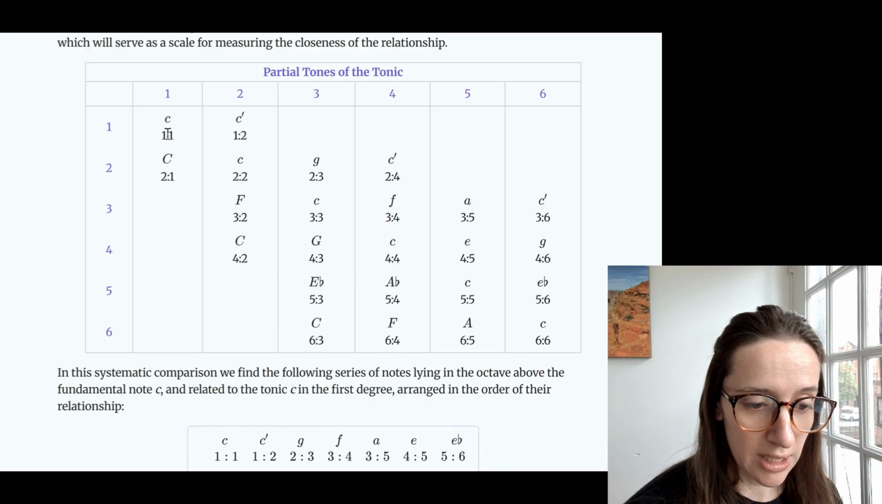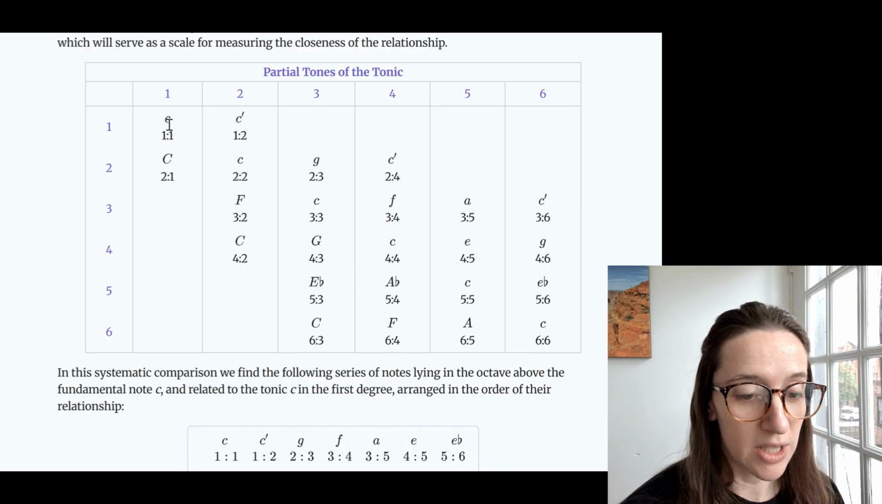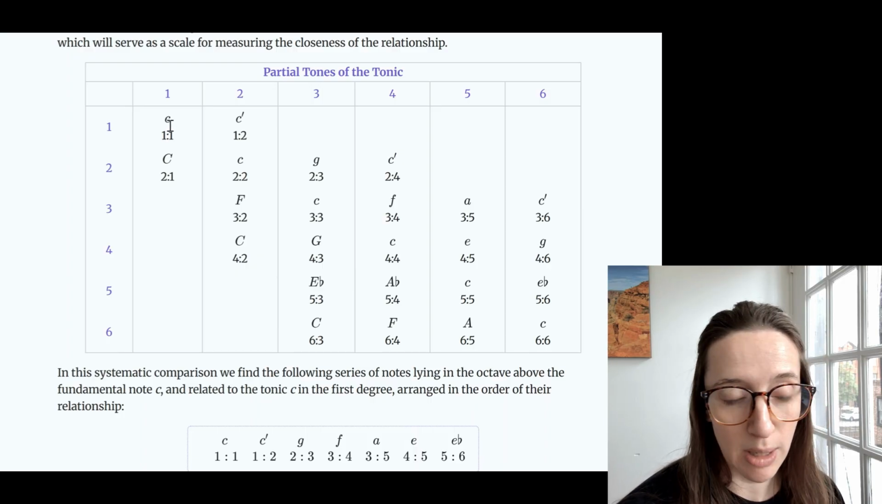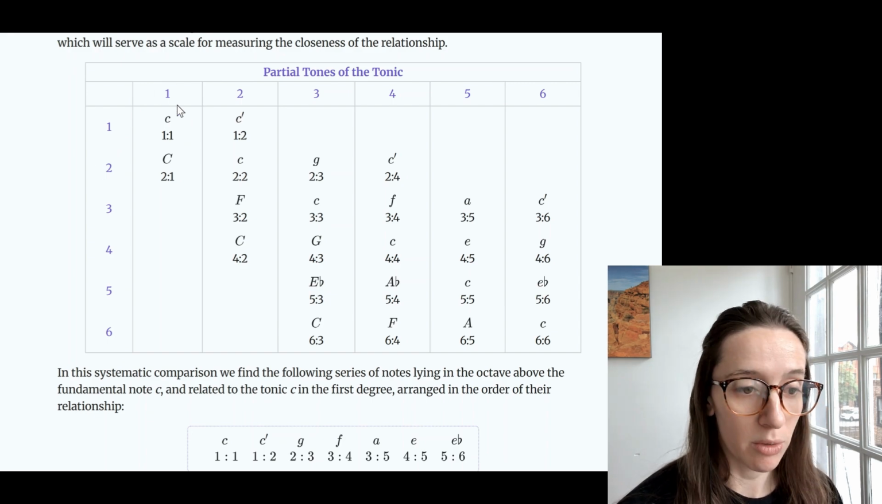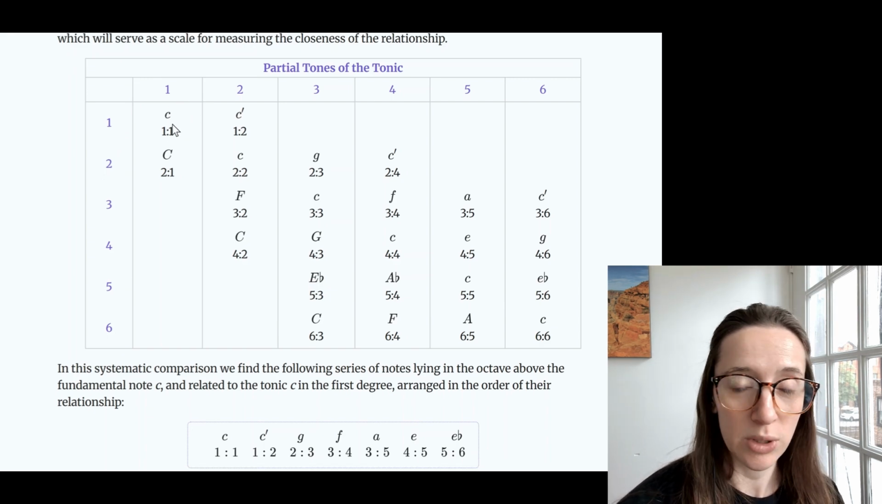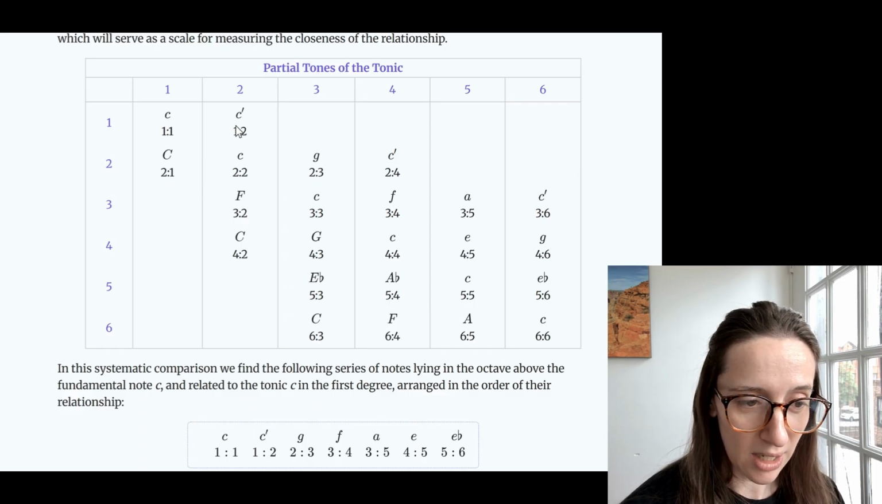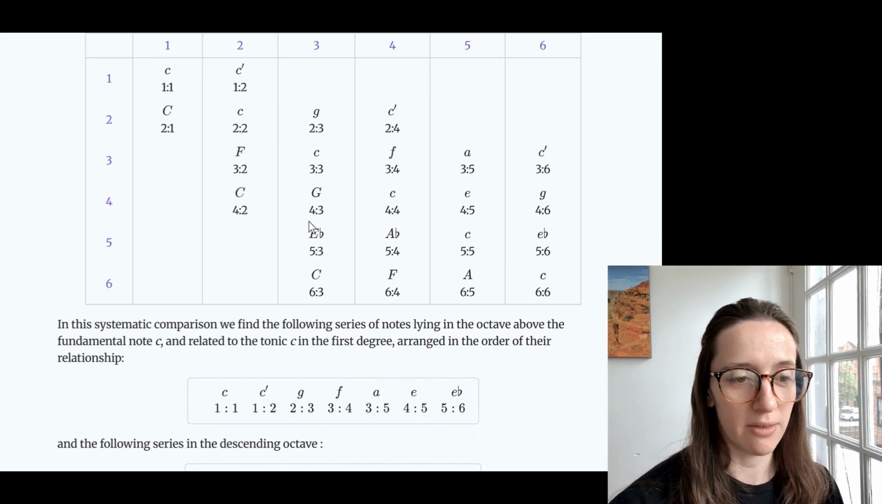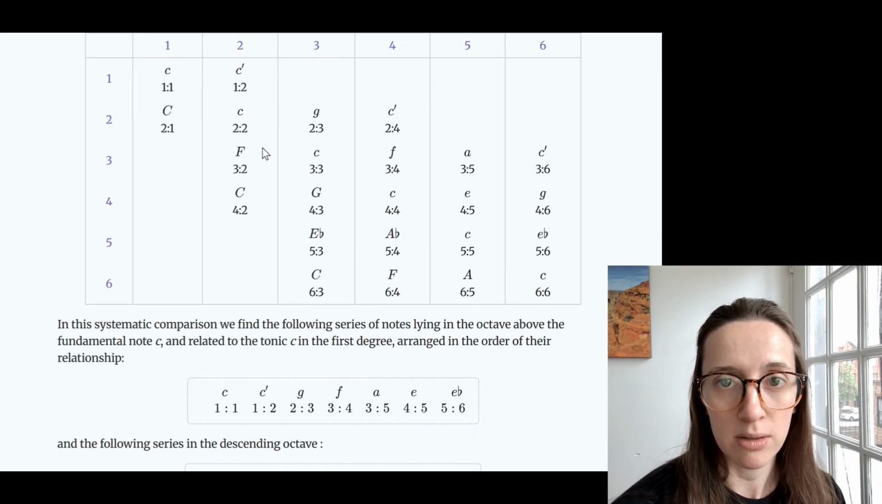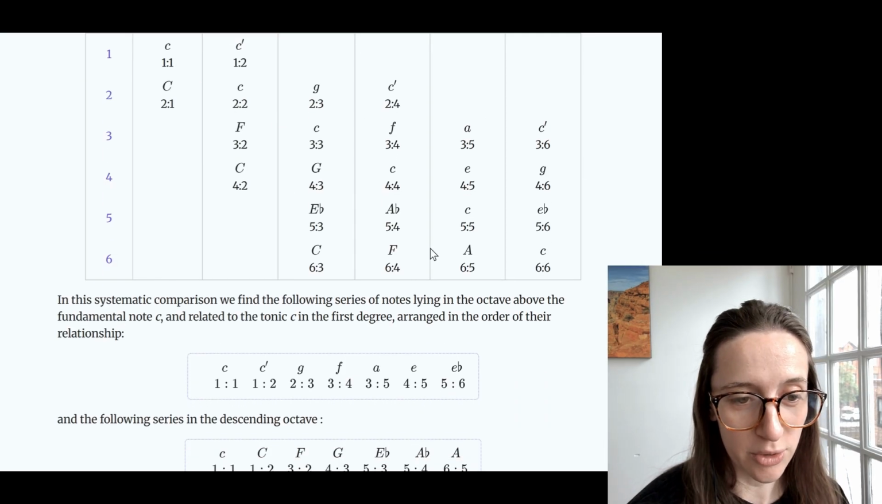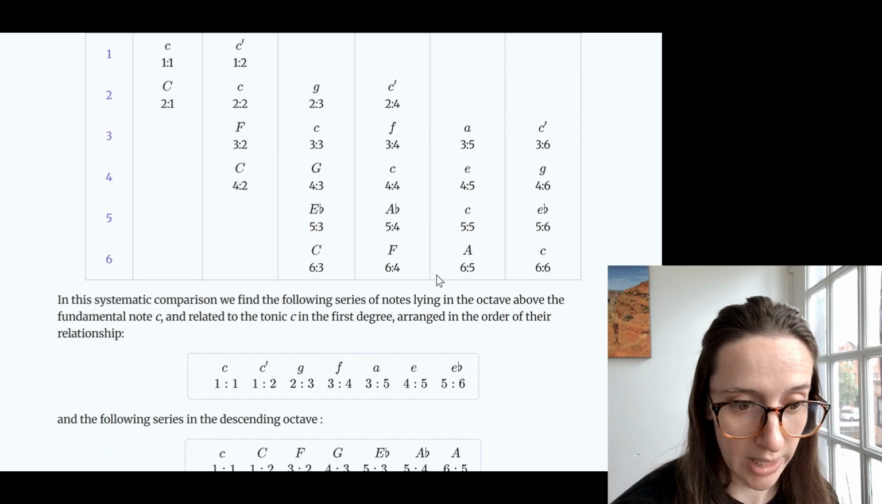The intersection is the note for which both these partials coincide, which is also represented by the ratio of the ordinal numbers. 1 to 1 gets us a C, 1 to 2 gets us a C up an octave, 2 to 1, C down an octave. And we're sticking inside the bounds of an octave away from our tonic middle C note. So these are all the notes related to the first degree.